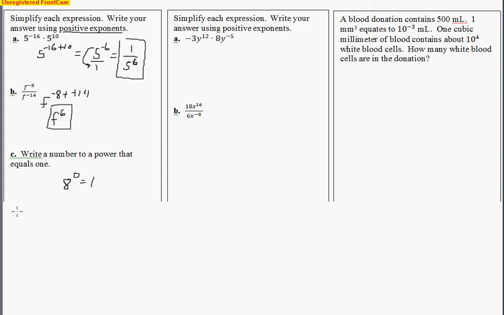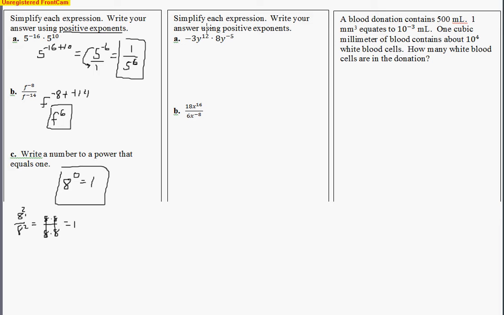And the reason it works out is because if I had 8 to the 2nd over 8 to the 2nd, that would equal 8 times 8 over 8 times 8, and when I go ahead and divide the 8's, I get 1. And so you can see any number to the 0 power is going to end up being 1.